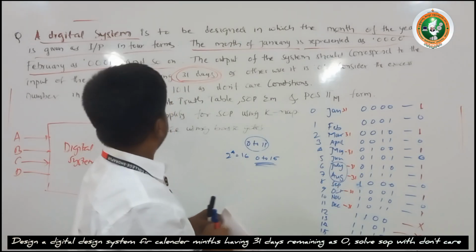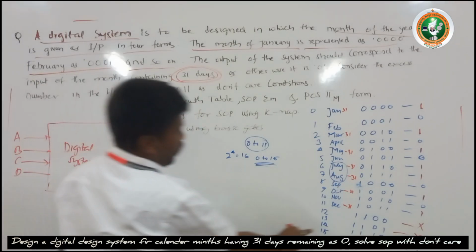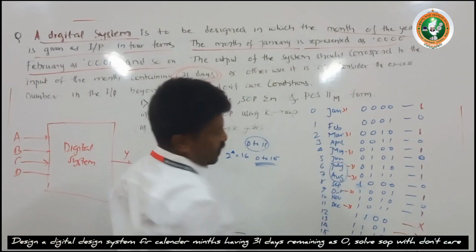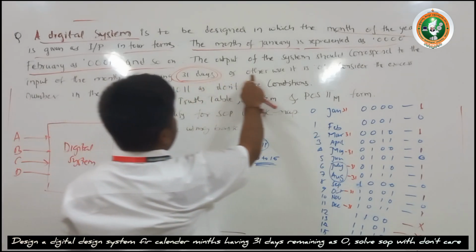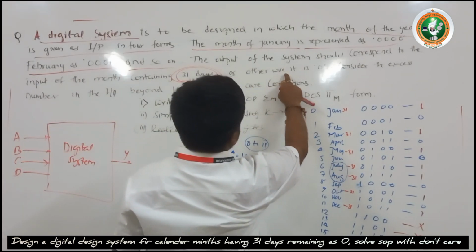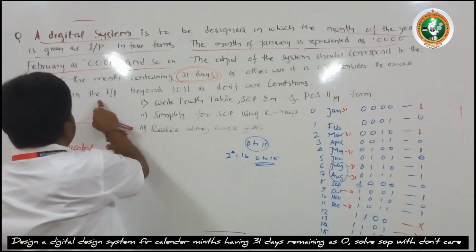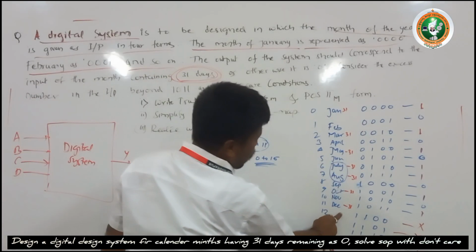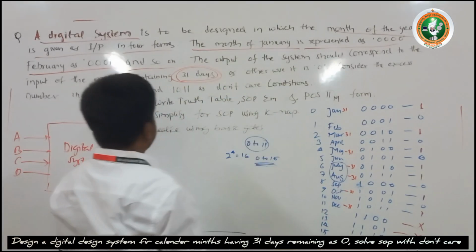It means that behind 1011 is to be considered as don't care conditions. He has strictly mentioned that a month containing 31 days is 1, otherwise it is 0. Consider the excess number of inputs behind 1011, meaning after December, as don't care conditions.